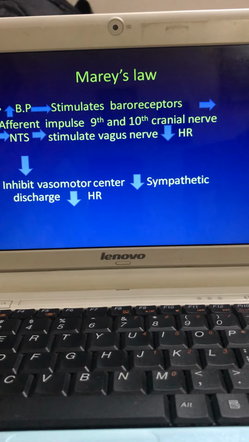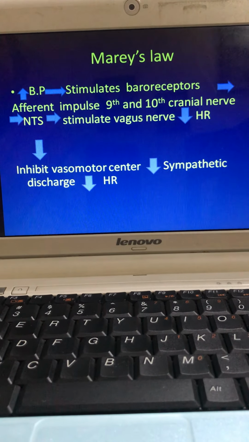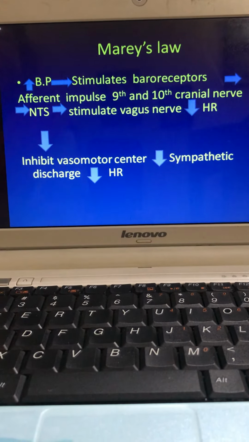Marey's law: increased blood pressure stimulates baroreceptors, and afferent impulses go through the 9th and 10th cranial nerves and stimulate the nucleus tractus solitarius. That stimulates the vagus nerve, which decreases heart rate, and it inhibits vasomotor center discharge, which decreases sympathetic discharge and heart rate.